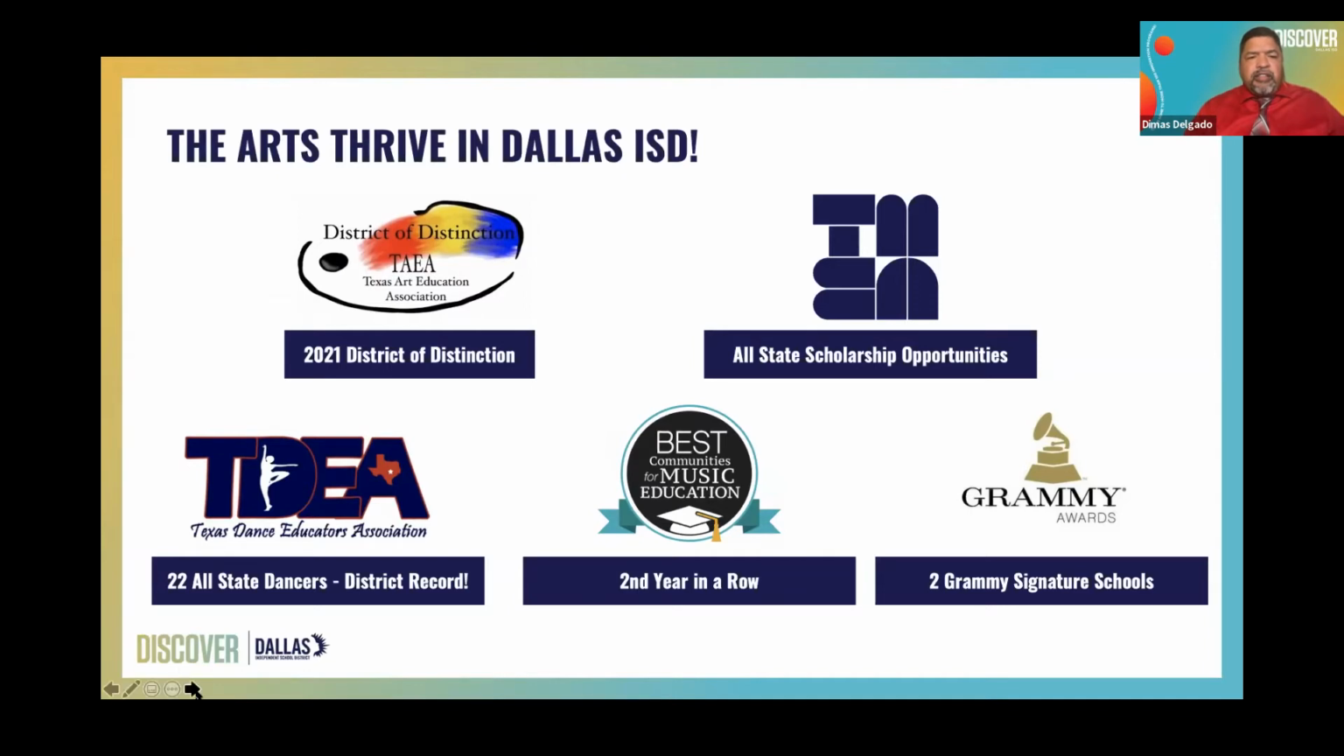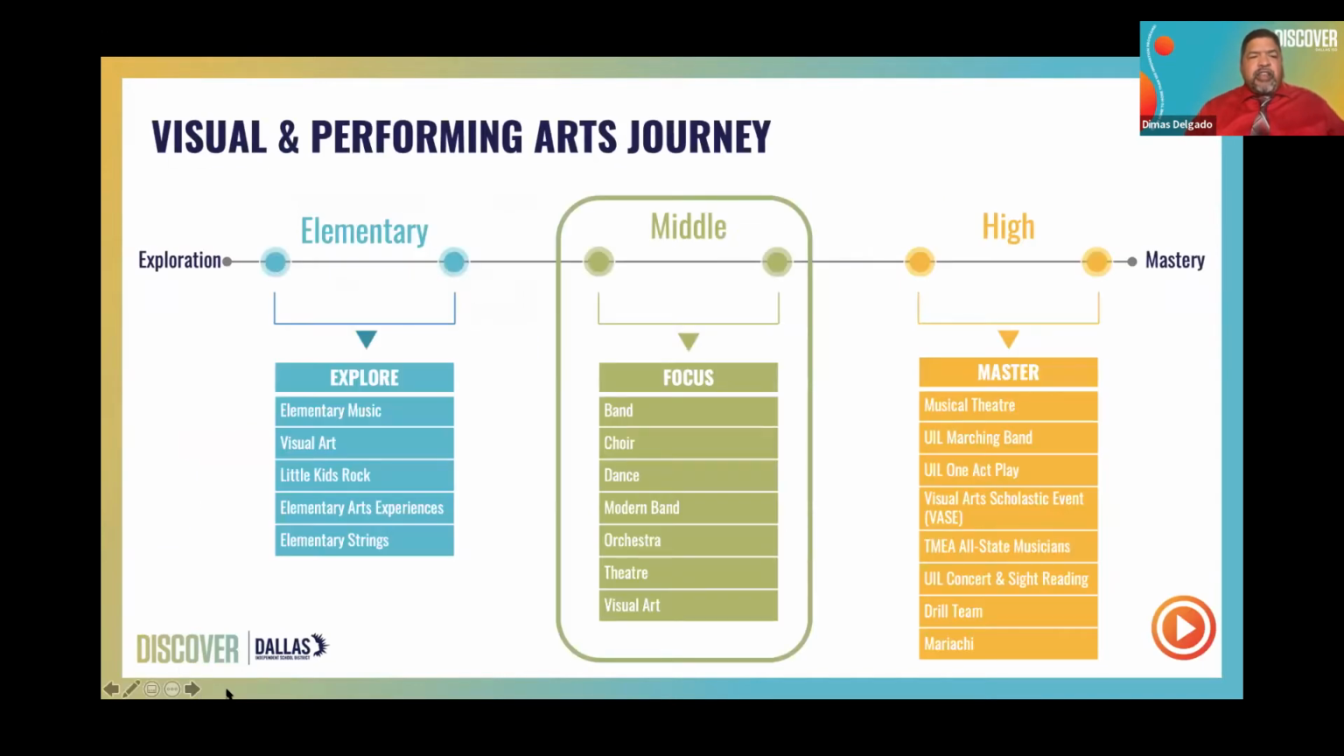So a little bit about the journey that is visual and performing arts. As you can see, at the middle school level, we begin to focus more from what they were doing in elementary. Elementary was all about exploring the arts. And when we get into middle school, that's our opportunity to focus on things like band or choir, theater, dance, and everything, all of that list that you see there.